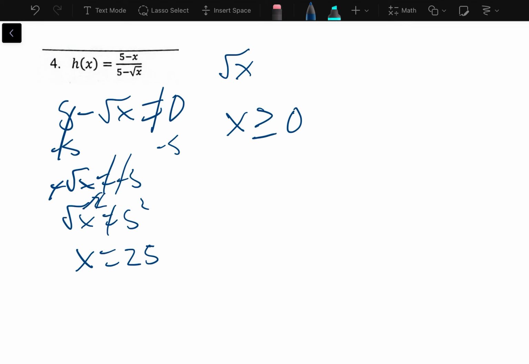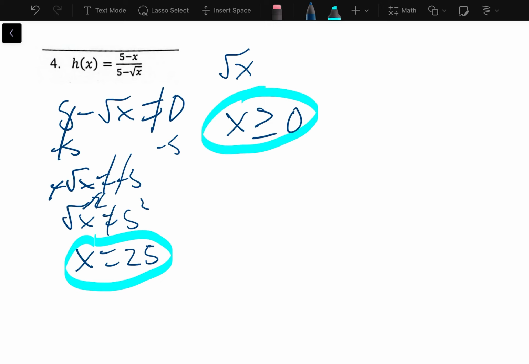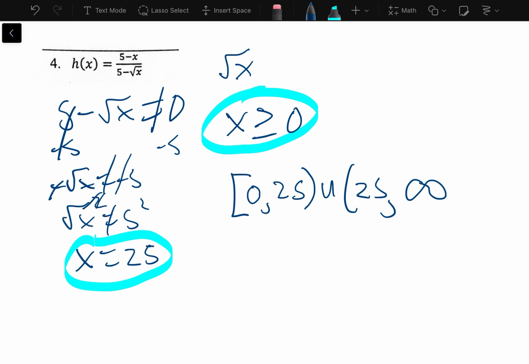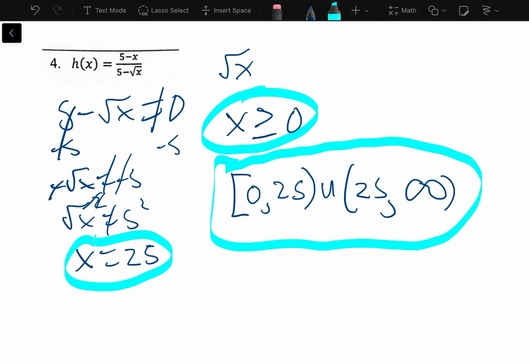So knowing that we have these two conditions, the domain will be x is greater than or equal to 0 until 25, not including 25, union 25 all the way to infinity. And that is the domain for this equation. Awesome.